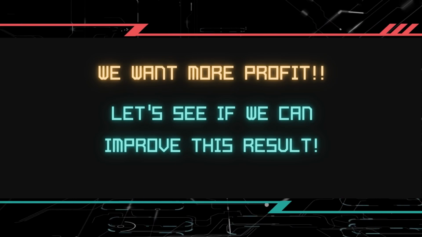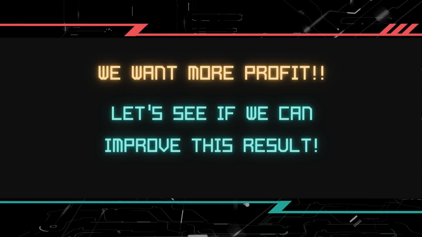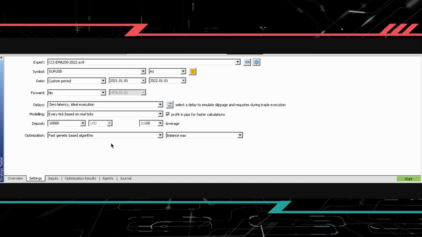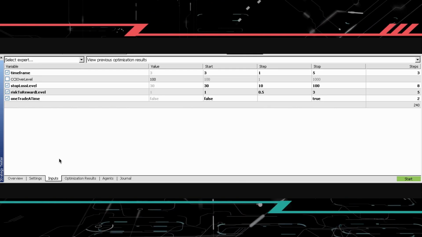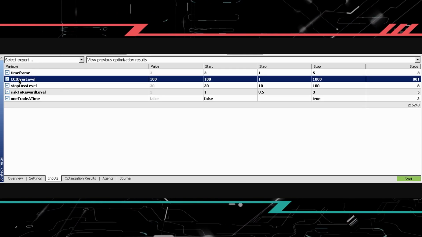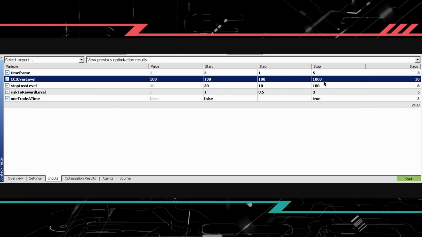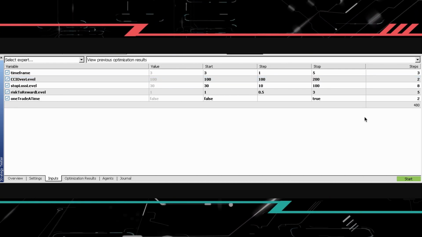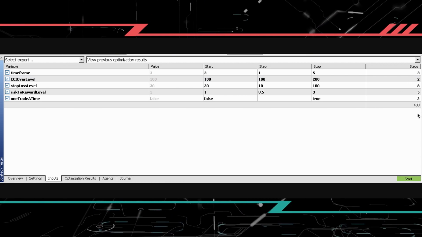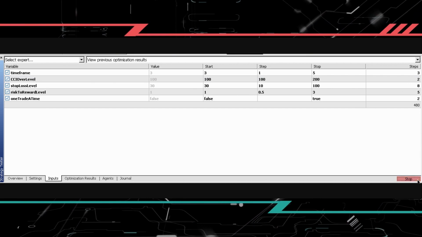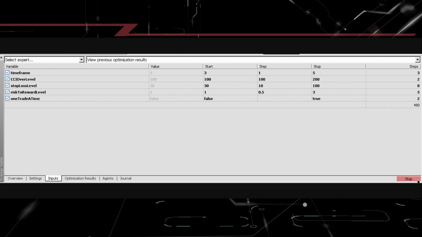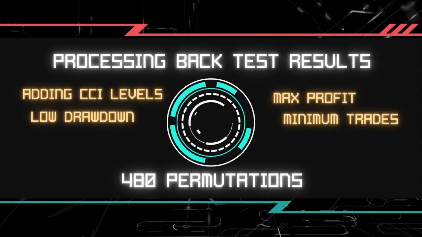But we want more. We want to test if there are any other settings that we can customize to improve the results. Let's go through the settings again. We noticed that another popular oversold and overbought level would be the 200 and minus 200 level. Let's add that into our backtest to see if it does improve our trading strategy. We ran the backtest again, and this time our total permutation was 480.